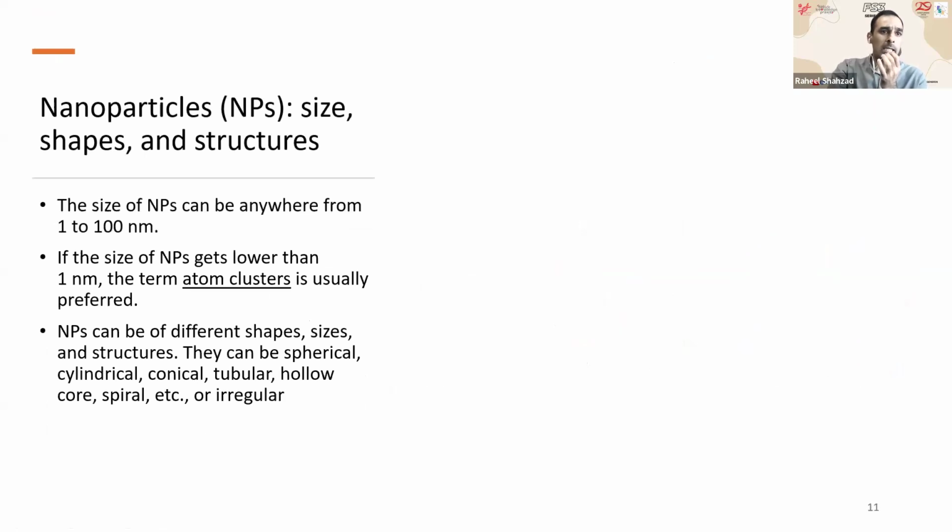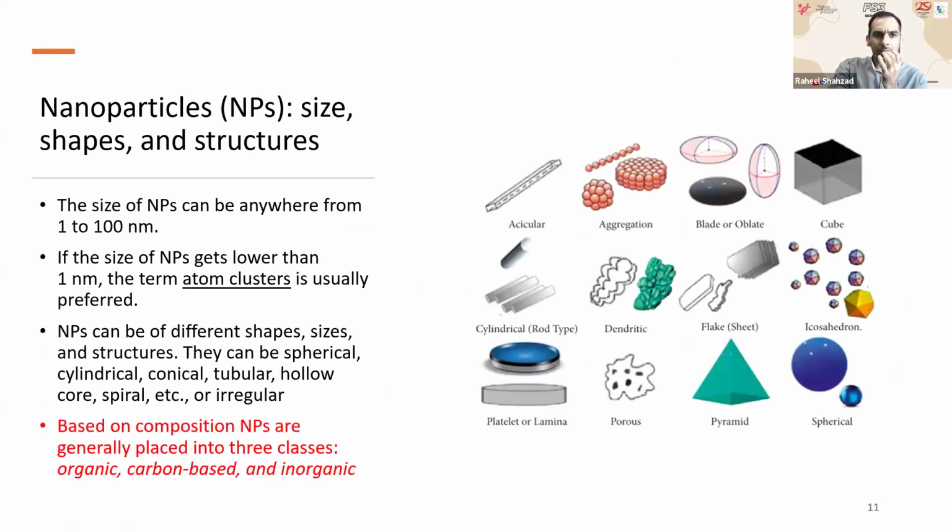As I said, there are different definitions of nanoparticles, or NPs. Some believe that it is between 1 to 100 nanometers, and below 1 nanometer, people usually call them atom clusters. If you see the structure, some have a solid morphology, while others could be hollow or porous, and that could serve a different function.